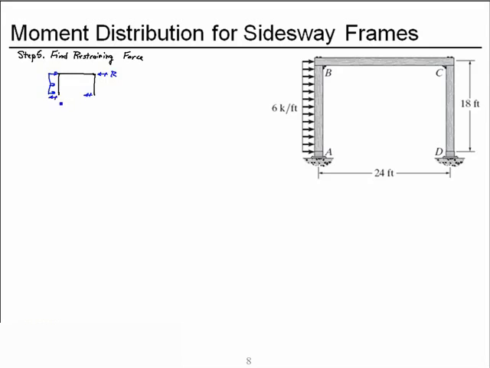horizontal reactions at the supports, or at the fixed supports at A and D, vertical reactions there, and moment reactions there. Well, to find R, if we know these horizontal reactions, we can just sum forces in the horizontal direction. So let's find each of these reactions. So I'll draw a free body diagram of member AB.